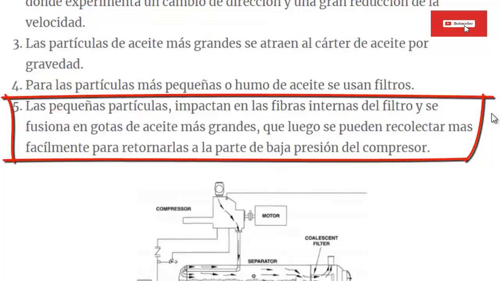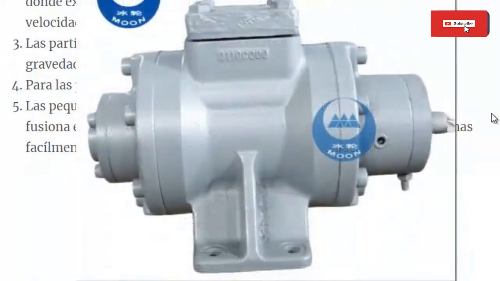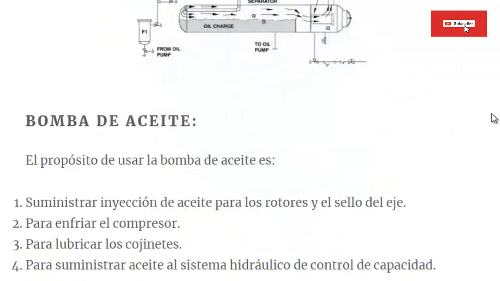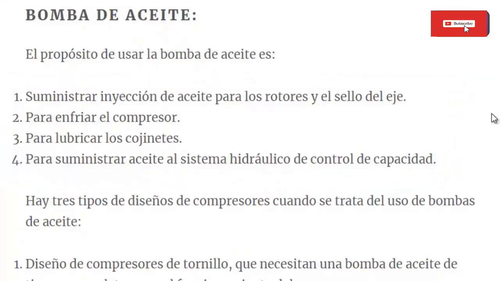Oil pump. The purpose of using the oil pump is: 1. Supply oil injection for rotors and shaft seal. 2. To cool the compressor. 3. To lubricate the bearings. 4. To supply oil to the capacity control hydraulic system.